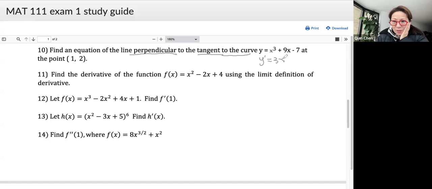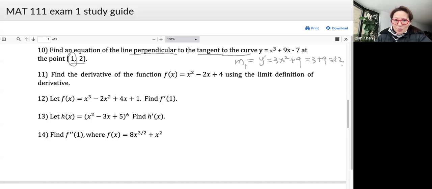So we get 3x squared plus 9. And we're given this point, right? Now, y prime, so we evaluate at 1. x value equals 1. So we get 3 times 1 squared, which is 1. 3 times 1, 3, plus 9, we get 12. So this is the slope, right?